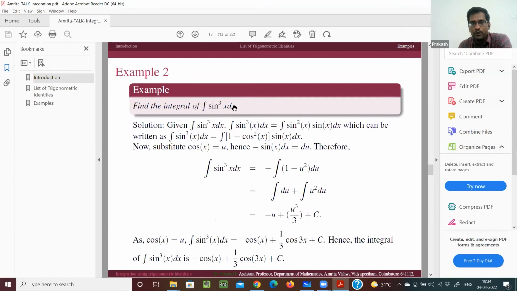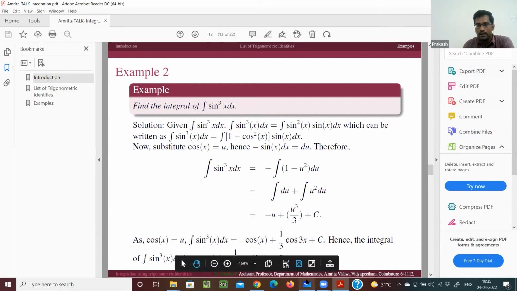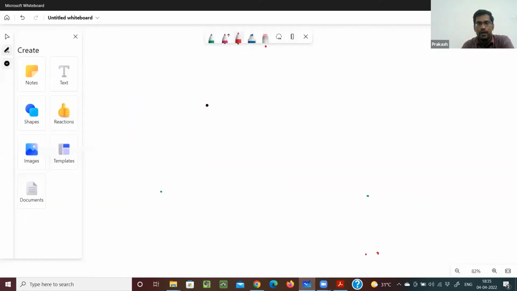The next is sin cube x. Here, this is very important. We can evaluate it in two ways. One way: the integral of sin cube x dx. We can rewrite this sin cube x as sin square x into sin x. Mostly here I am using substitution, u equal to cos x. Maybe I can evaluate this via the whiteboard, then you can easily understand.